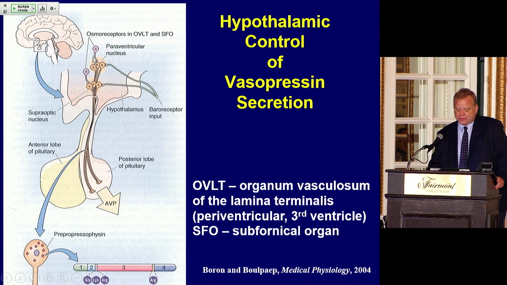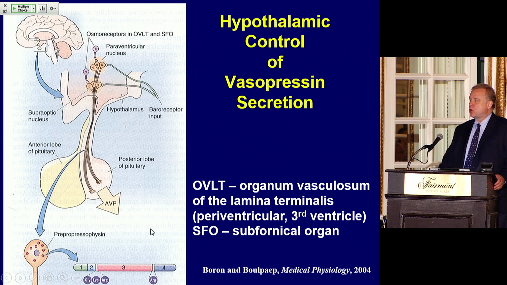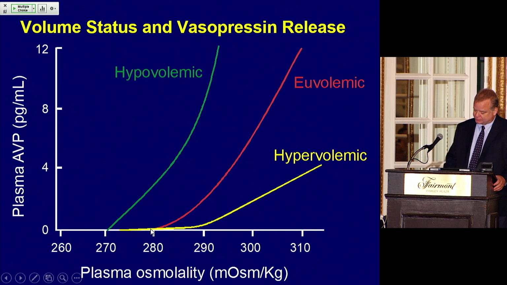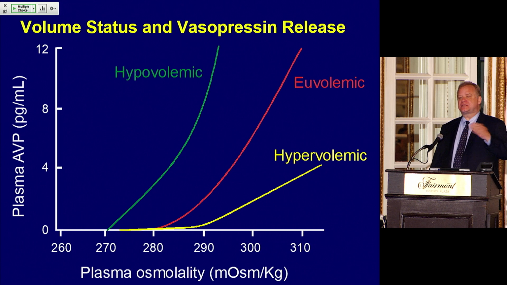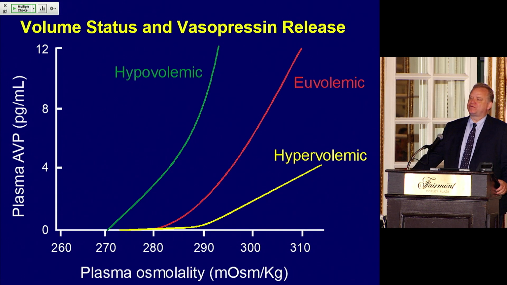And these osmoreceptors feed forward into the posterior pituitary, and the cells that make vasopressin also have osmoreceptor mechanisms as well. And then in response to changes in osmolality, vasopressin is synthesized in the posterior pituitary and released in the posterior lobe of the pituitary. So that happens in response to changes in osmolality. But the key point is that these response curves are modulated by extracellular fluid volume.